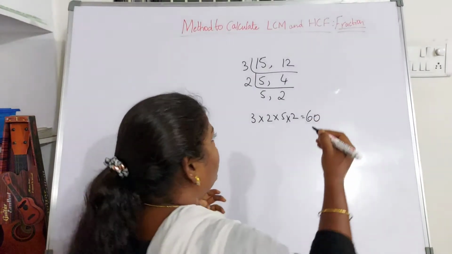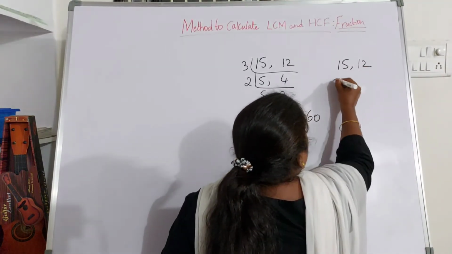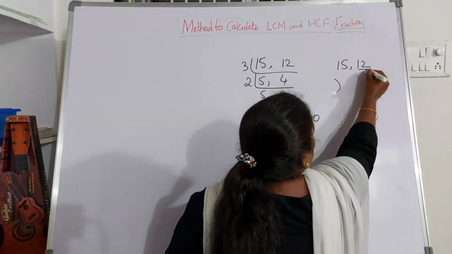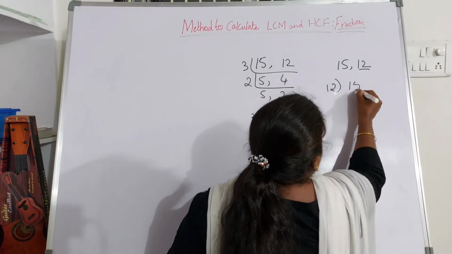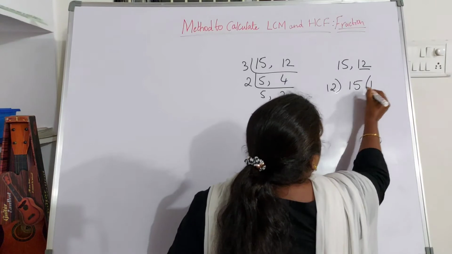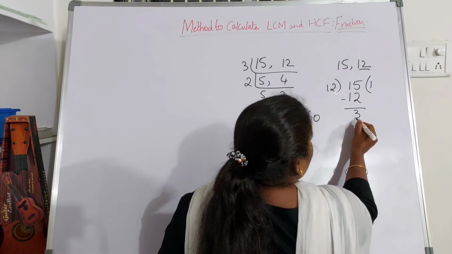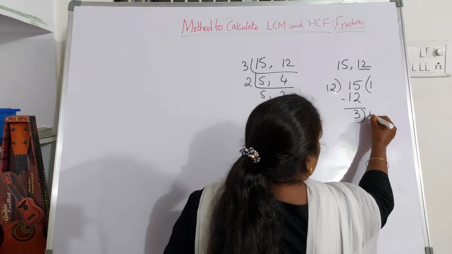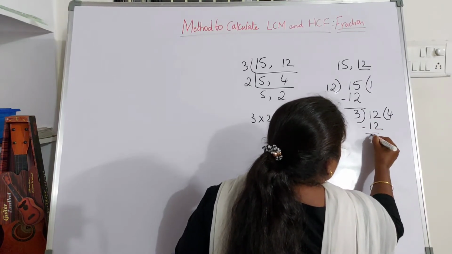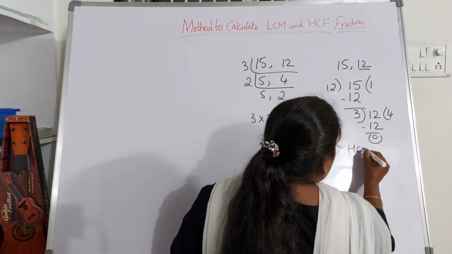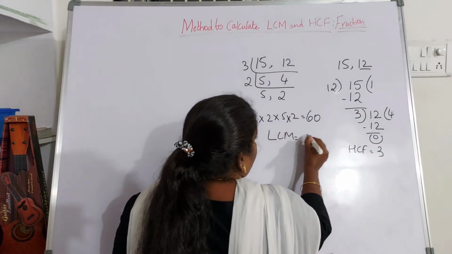And the HCF, how are we going to find it? For instance, if I take the same numbers 12 and 15, because 12 is the smaller number, consider 12 as the divisor and 15 as the dividend. 12 ones are 12. When you subtract, the remainder is 3. As 3 is smaller, take 12 down. 3 4s are 12. So when I subtract, the remainder is 0. So the HCF is 3, and over here the LCM is 60.